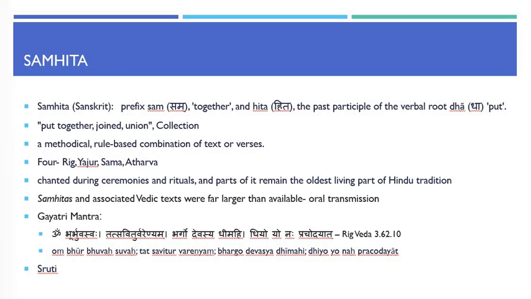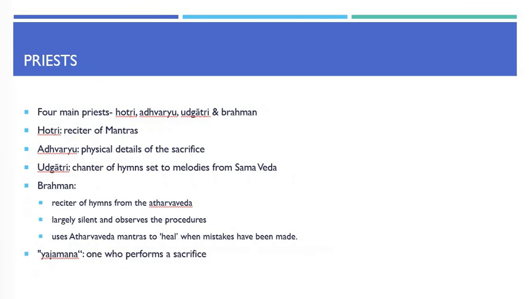The next topic is about priests in Vedic texts. The Rig Veda contemplates 4 main priests: Hotri, Adhvaryu, Udgatri and Brahman. Hotri is the reciter of mantras. Adhvaryu is in charge of the physical details of the sacrifice. Udgatri is the chanter of hymns set to melodies from the Samaveda. The Brahman is the reciter of hymns from the Atharva Veda.